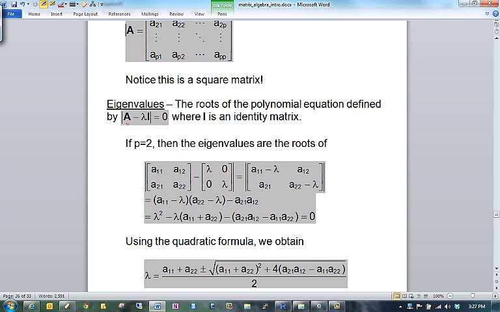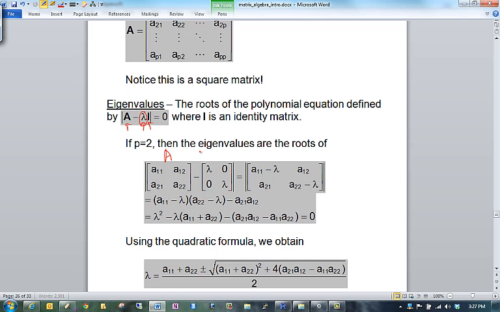I take my matrix A, and then I subtract off an identity matrix that's appropriately sized, where this identity matrix is multiplied by some constant that I'm going to call lambda. I take the determinant of the whole thing, set it equal to 0, and then I try to solve for this unknown quantity, lambda. So in the case of a 2 by 2 matrix A, we can find the eigenvalues, which, in case I didn't say this, are these values lambda. We can try to find these eigenvalues as follows.